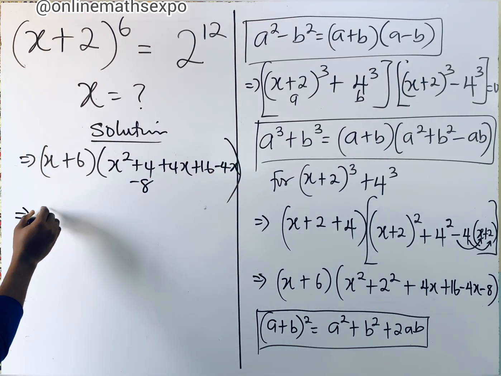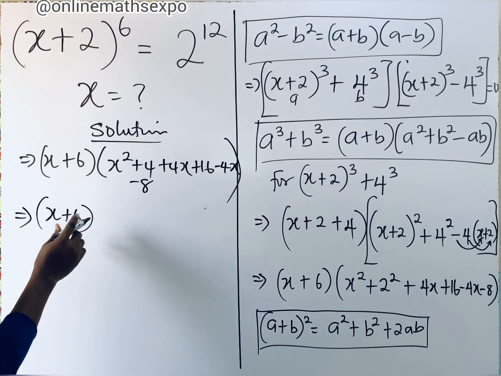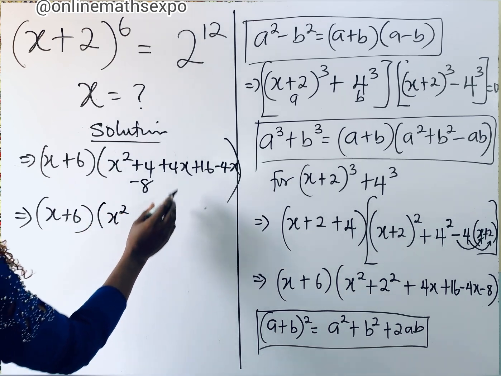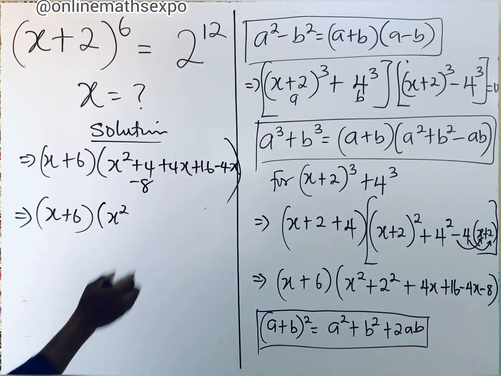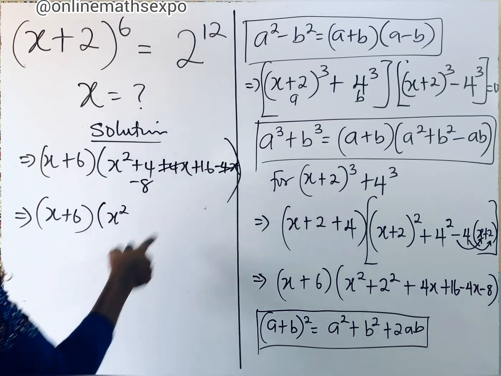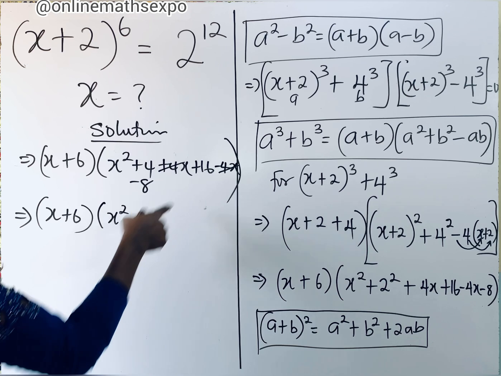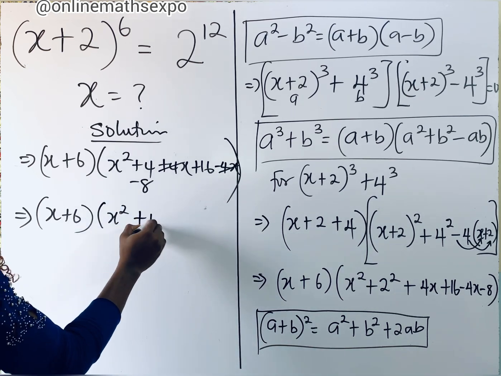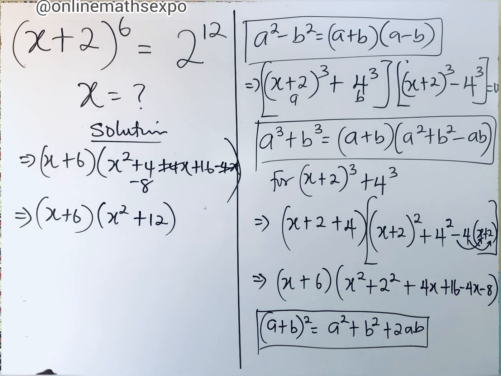So we keep simplifying. X plus 6 into, so we add up, this gives us x squared, and we have 4x, take away 4x is gone. I hope you're with me. Then 4 plus 16 gives us 20, take away 8 will give us 12. So this is what we have. I hope you're with me.